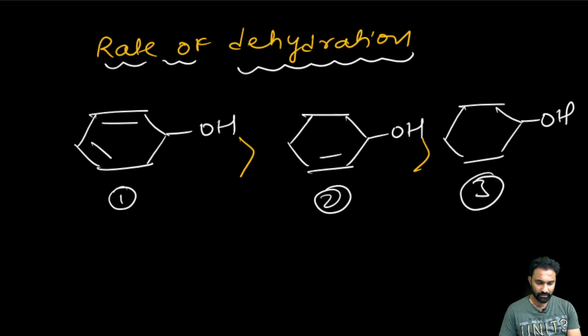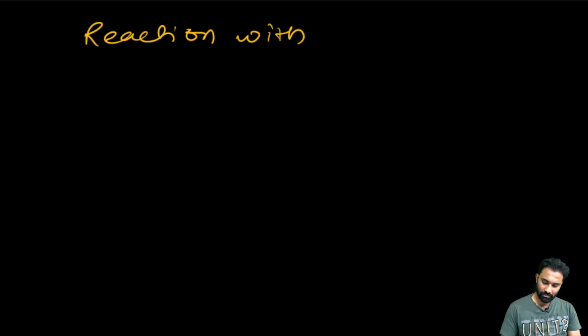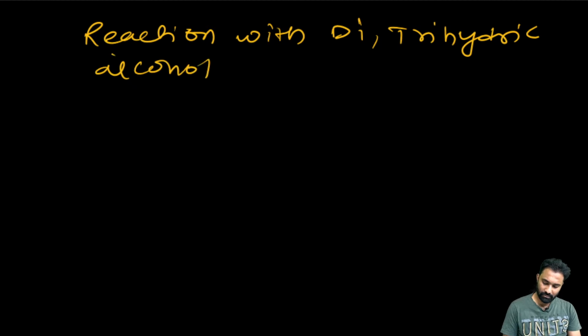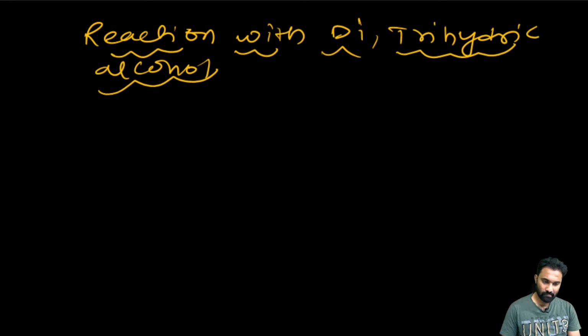Next, we will see the reaction with di- and trihydric alcohols. Here, for the di and trihydric alcohols, first we'll go with ethylene glycol. This is ethylene glycol.